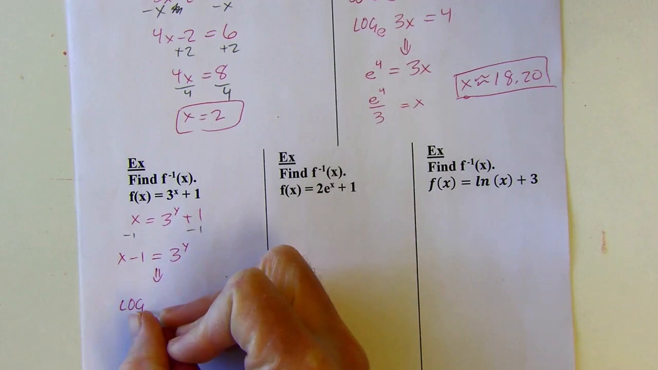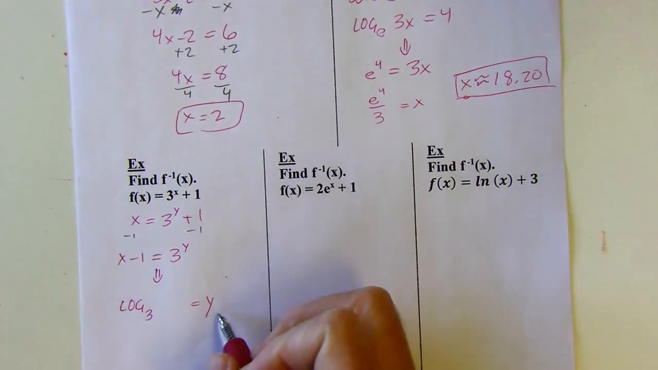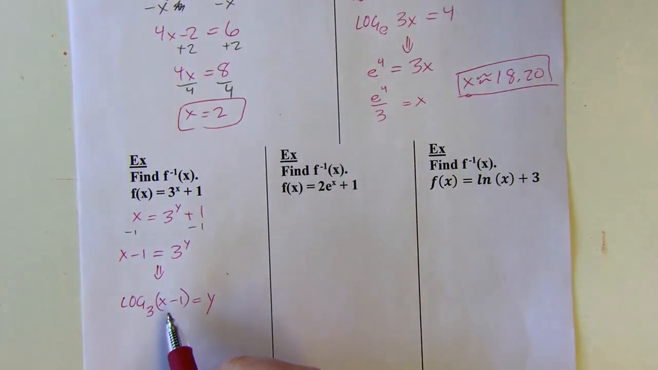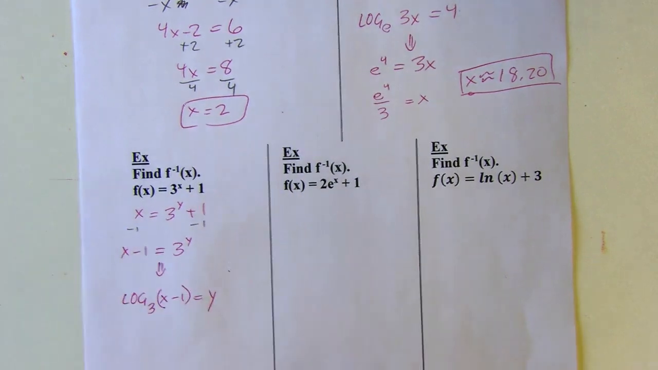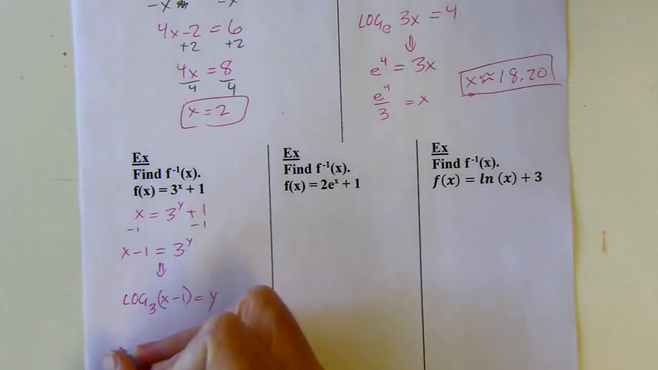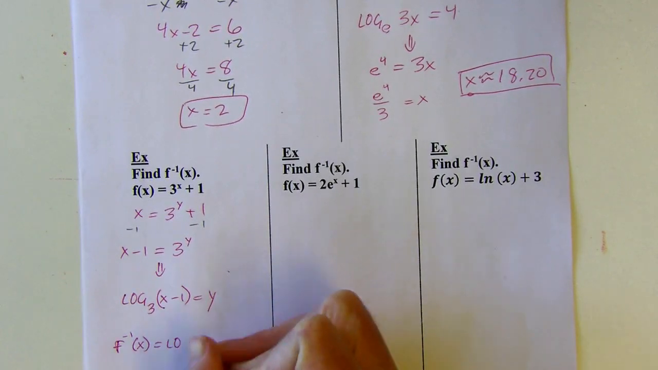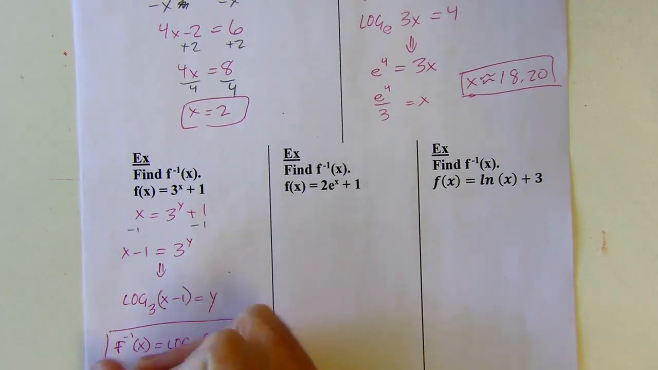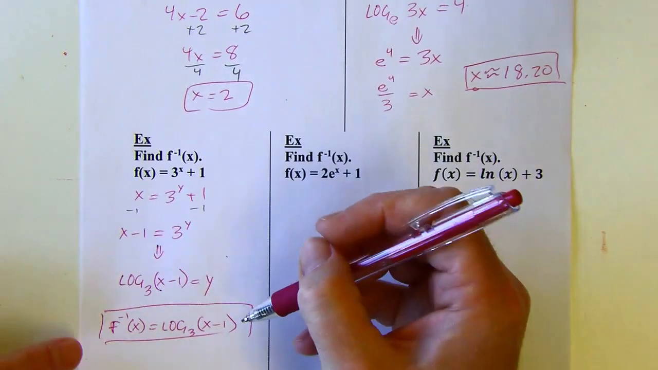My base is 3. The exponent's going to get isolated. That's what I want to happen. And then x minus 1 is going to become the contents of the log. And make sure you put x minus 1 in parentheses, because I don't want it to just say log of x and then subtract 1 afterwards. I want to show that the negative 1 is part of the contents there. Okay? And this is in exponential form, and I'm just putting it back in function notation. So here is the inverse of this. When you take an exponential function, its inverse is always going to be a log.